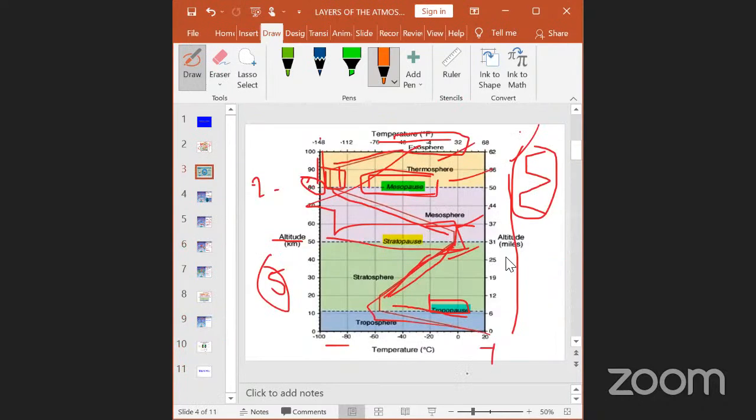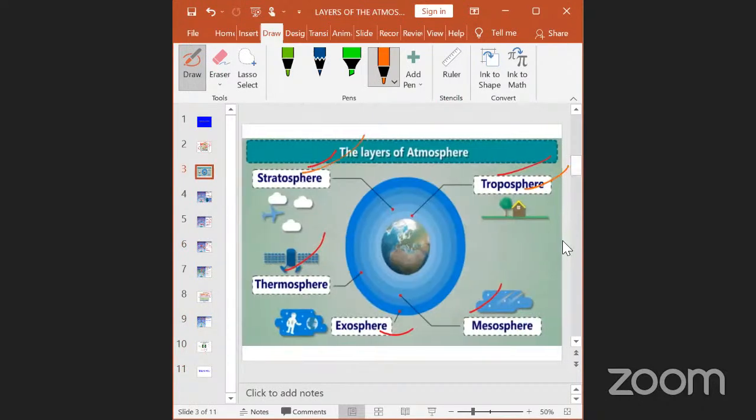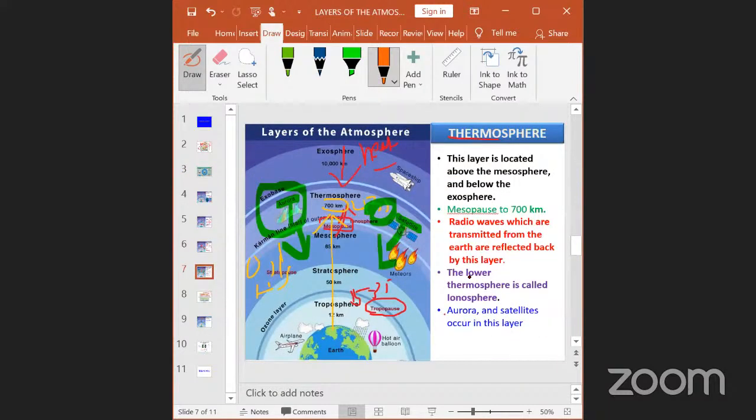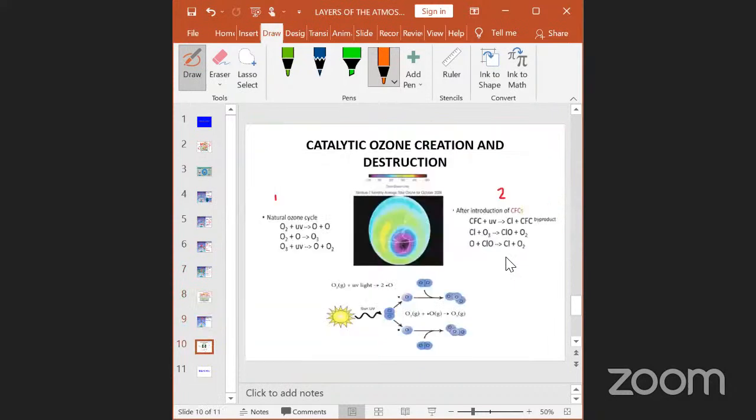So troposphere completed, stratosphere completed, mesosphere completed, thermosphere, and lastly exosphere, right? So these are the 5 layers of the atmosphere.